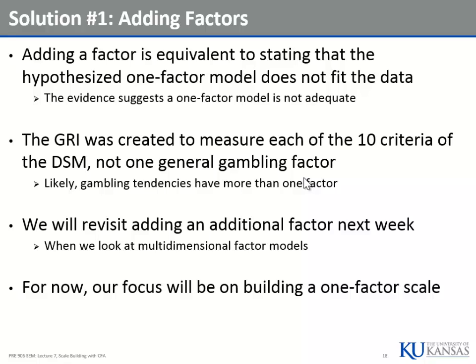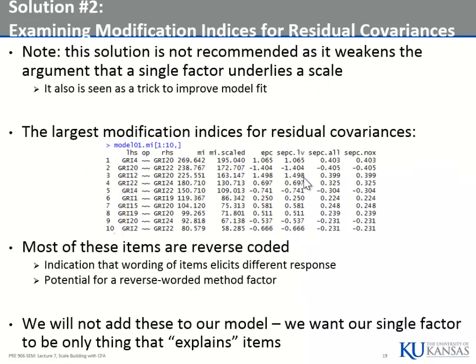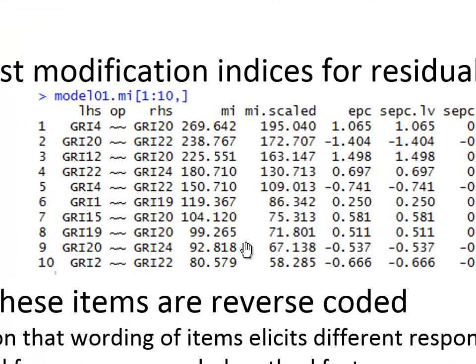Where does it misfit? Well, you got to go to each of the factors by themselves now and take a look. And so it makes the solution to the analysis a lot more simple when you start with one factor at a time. Solution number 2, we could look at the residual covariances. Here's the modification indices of those residual covariances. And you see how big they are. And again, these are some of the items that are reverse coded.